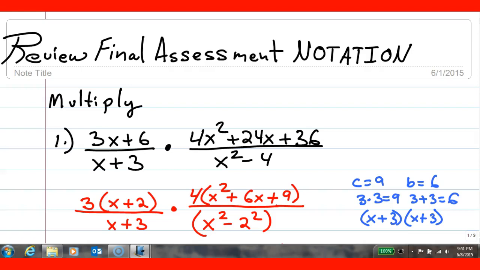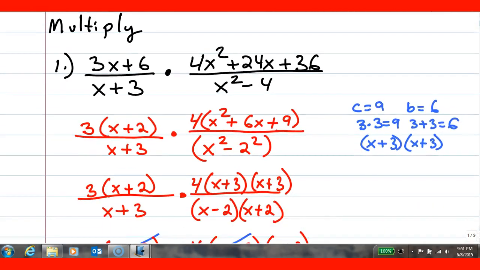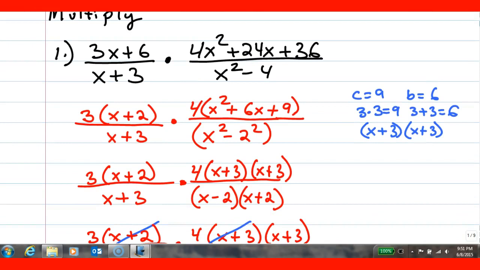Review of final assessment notation. Question 1's instructions read, to multiply. We have 3x plus 6 divided by x plus 3, times 4x squared plus 2x plus 36 over x squared minus 4. Let's start with the first one.